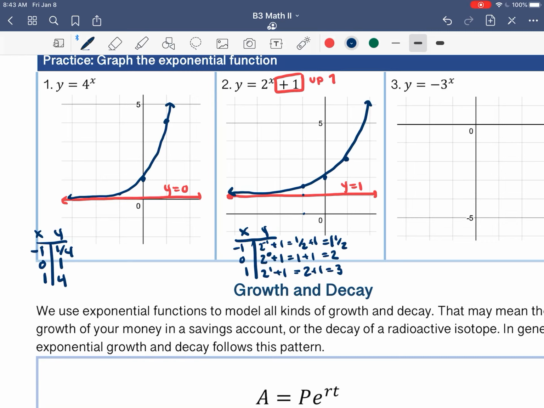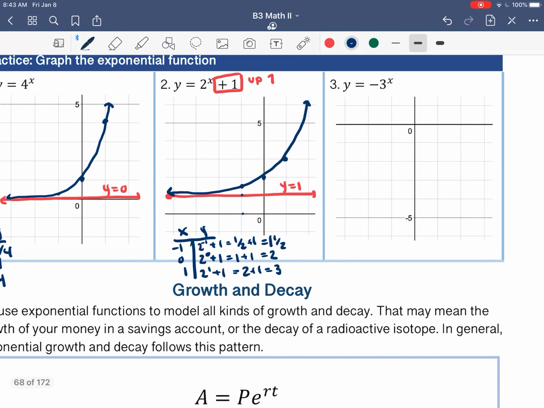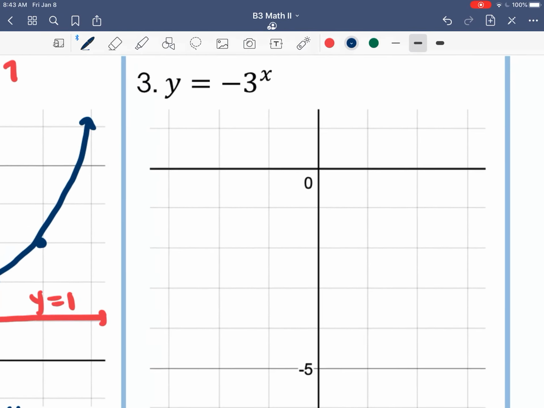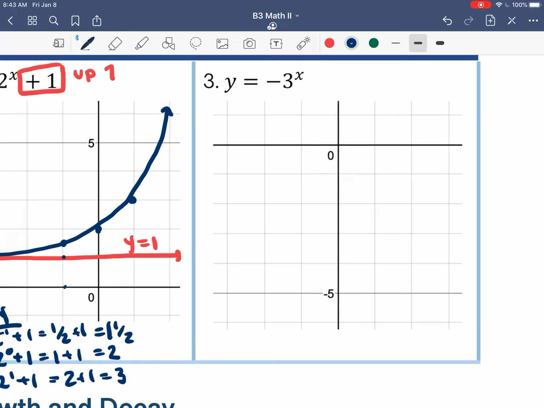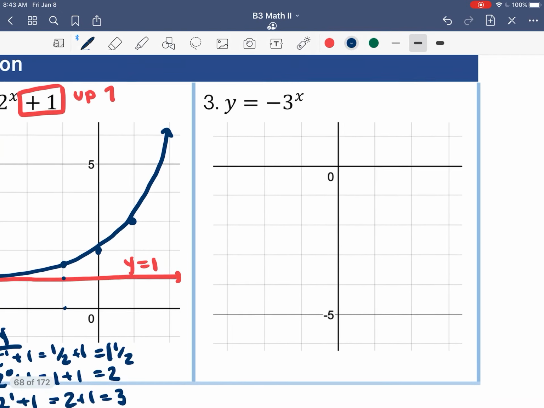So that's what it looks like when we have shifted the exponential function up 1. That's a vertical shift of +1. One more. Before we even make a table for this one, I want us to notice that there is a negative multiplied on the outside of the function. So using our knowledge from last time, we know that that should flip the function vertically.